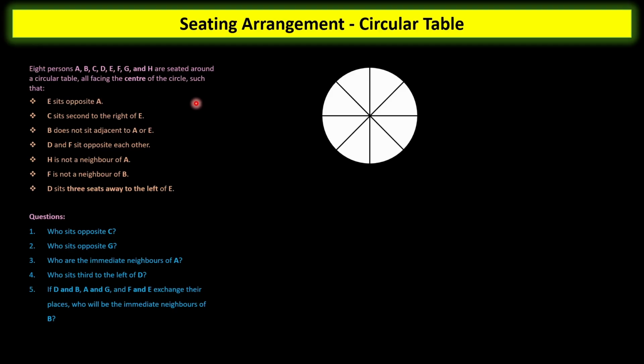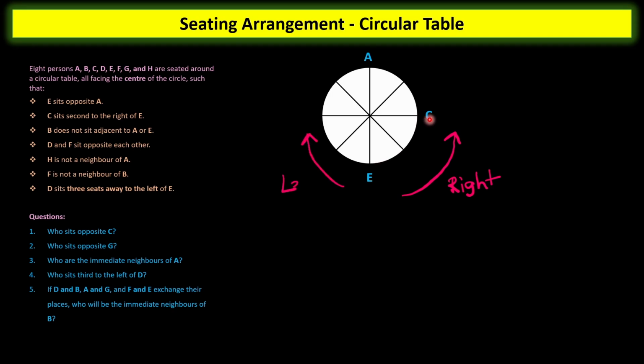Since this is a circular table, you can seat any one person at any position. So I suppose I'm letting the person A sit at this position. After seating the person A here, we can allot this position to the person E. Let the person E be seated here. Now the second clue says that C sits second to the right of E. So right of E is here and C would be seated at this position because this is the second position in the right direction of E.